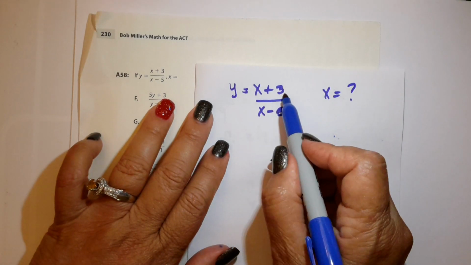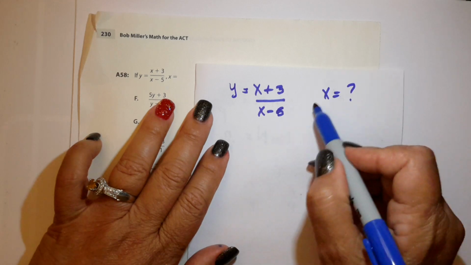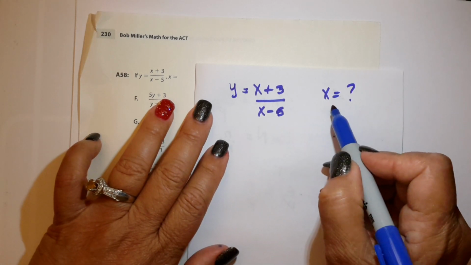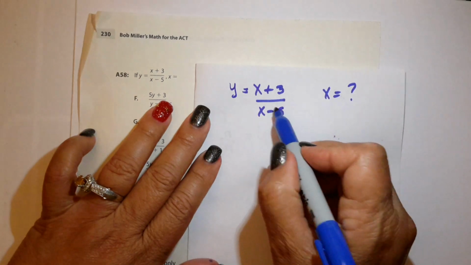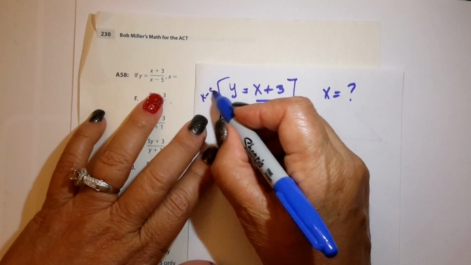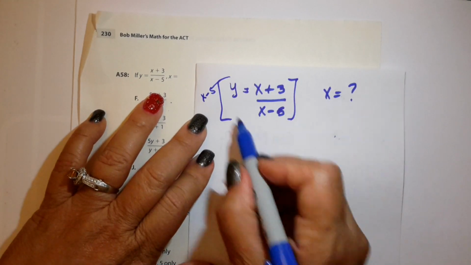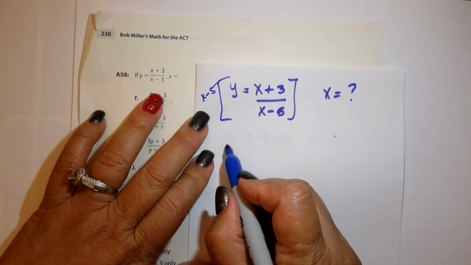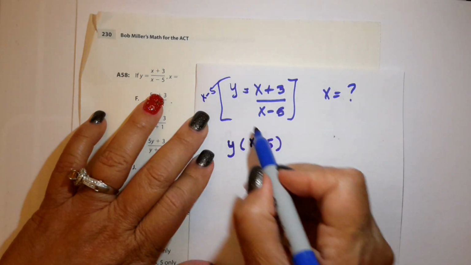The x is added to a 3, and 5 is subtracted from the x, and you need to have the x by itself. So the first thing that occurs to my mind is that I'm going to multiply both sides by x minus 5. I'm going to do this so I can cancel this fraction. So here x minus 5 times y is going to be y times x minus 5, you see?